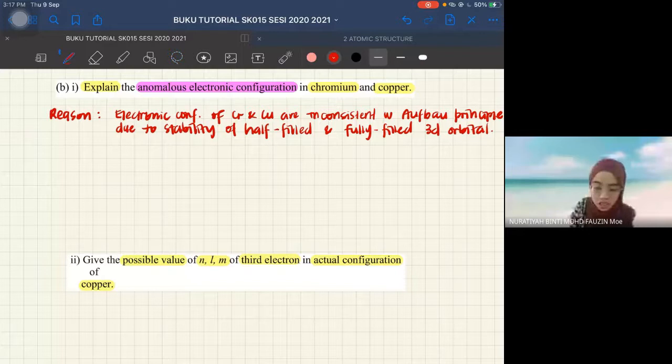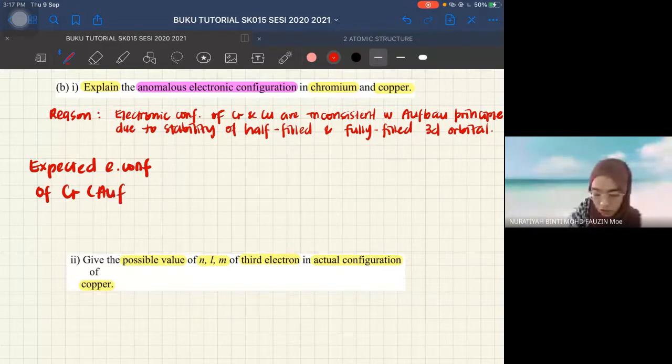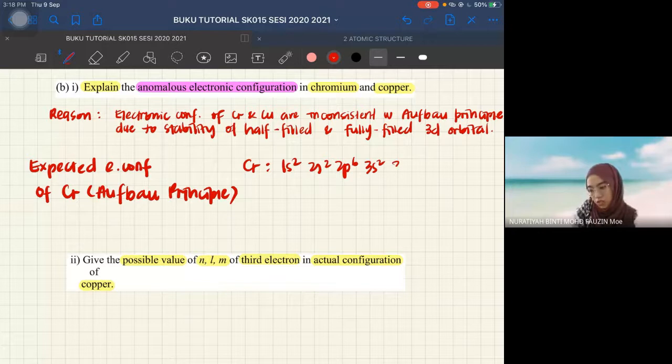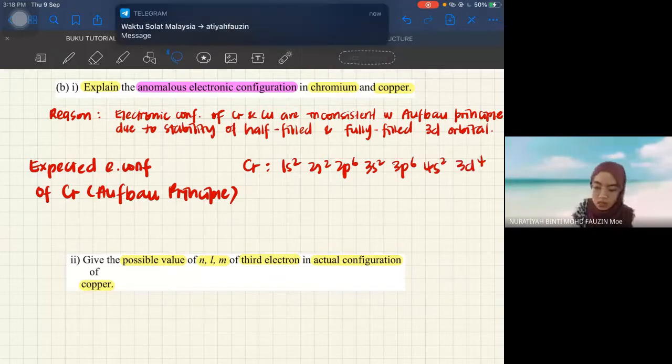So you give the expected electronic configuration of, let's say, chromium. This follows the Aufbau principle. So what will this be for chromium? 1s2, 2s2, 2p6, 3s2, 3p6, 4s2, 3d4. Okay, so this is what is expected.